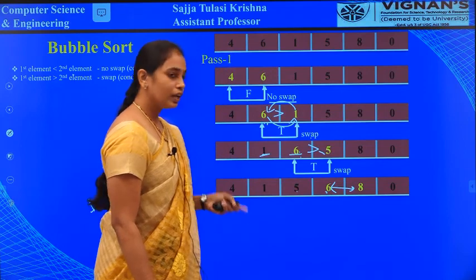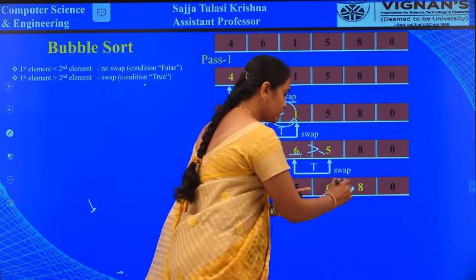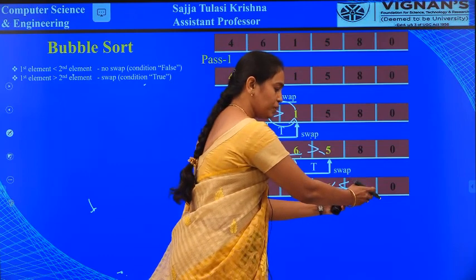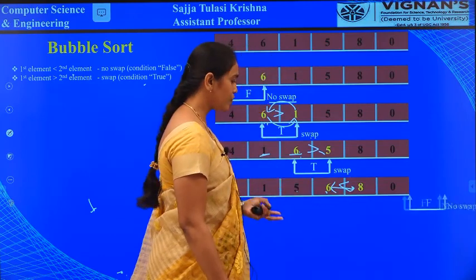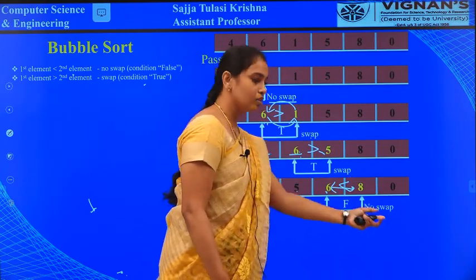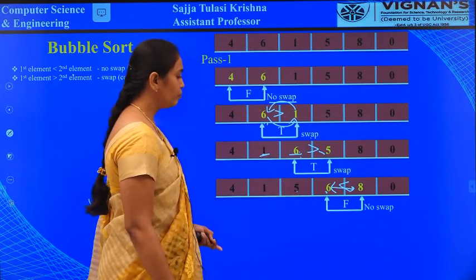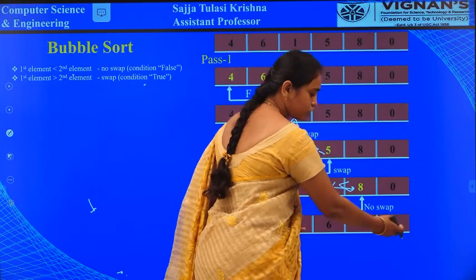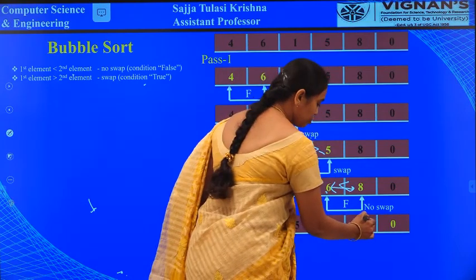So now the condition is 6 is less than 8. So this is the higher element, so no need to swap. The condition is false. No need to swap here. So now we will compare the next two elements, the last elements.